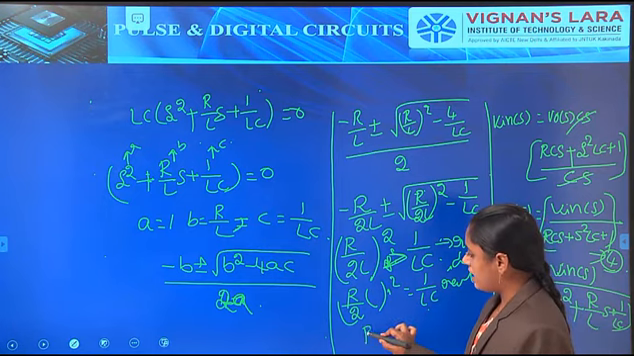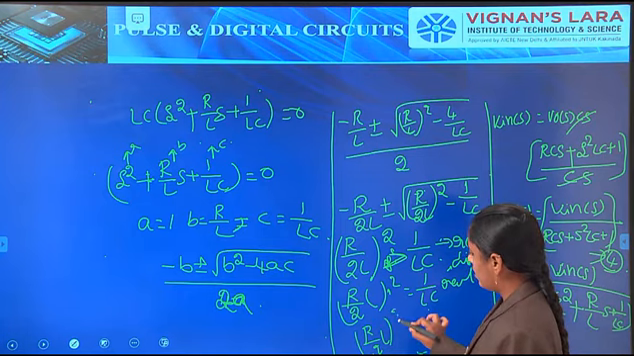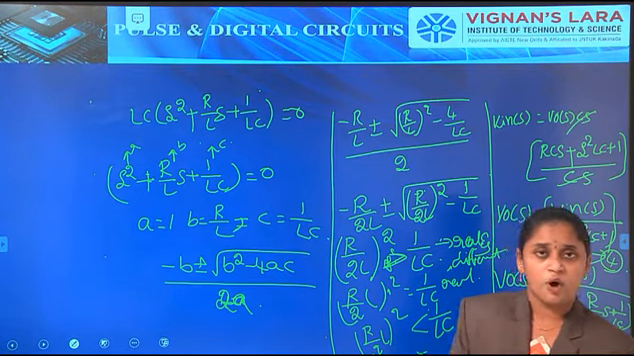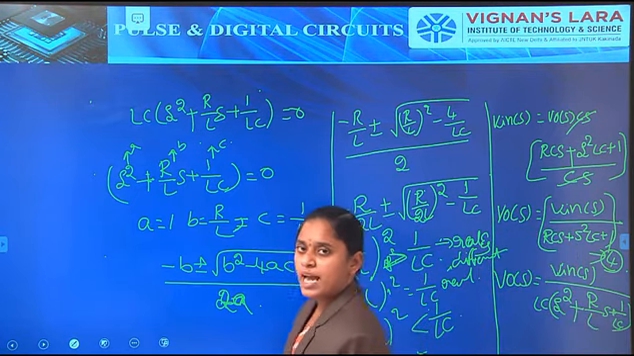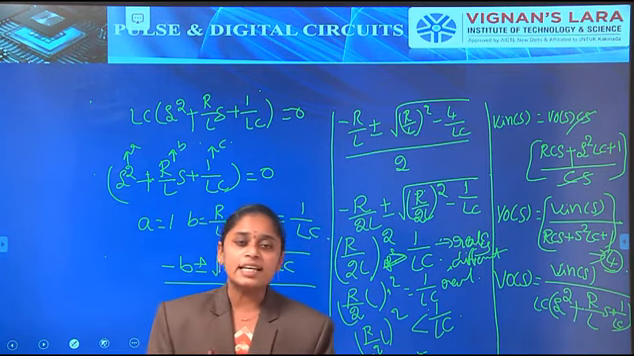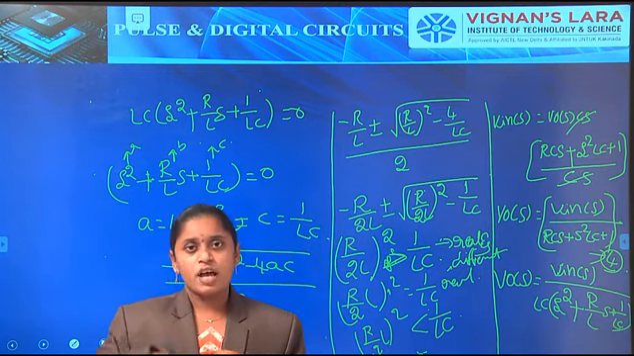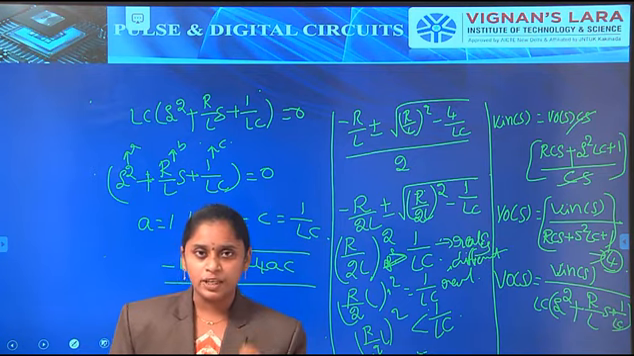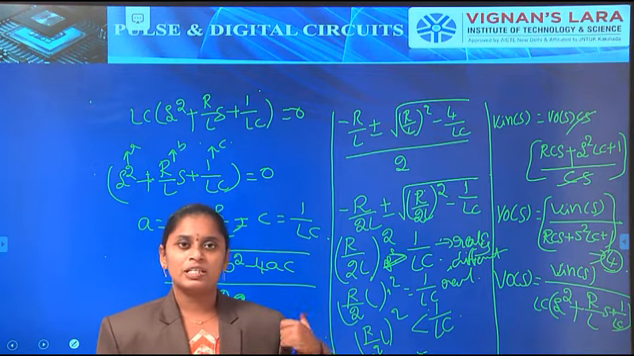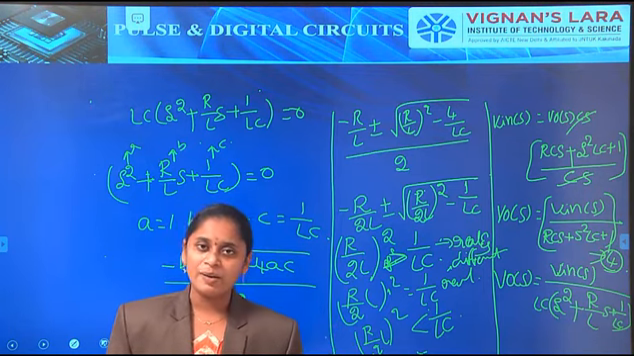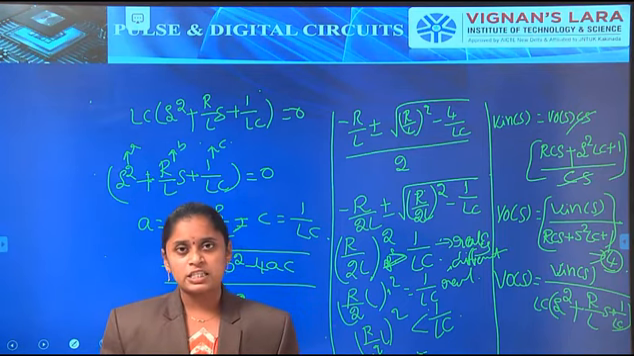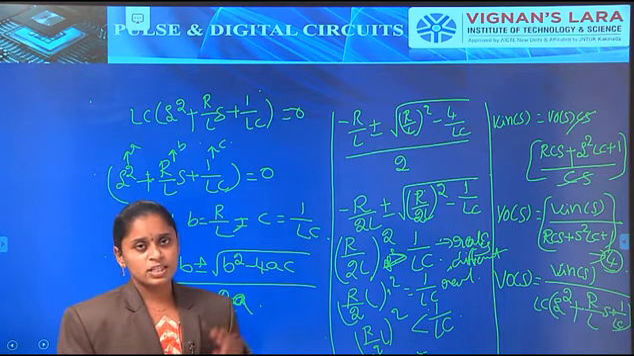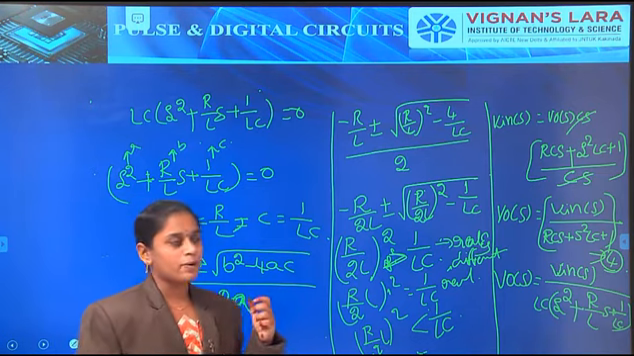When (R/2L)² is less than 1/LC, the output is complex conjugate. At this time the output generates a ringing, nothing but oscillations, and this output is known as the under damped condition. What is meant by under damped? Simply we can say that (R/2L)² is less than 1/LC. At this time the circuit produces oscillations, and these oscillations are known as under damped oscillations.